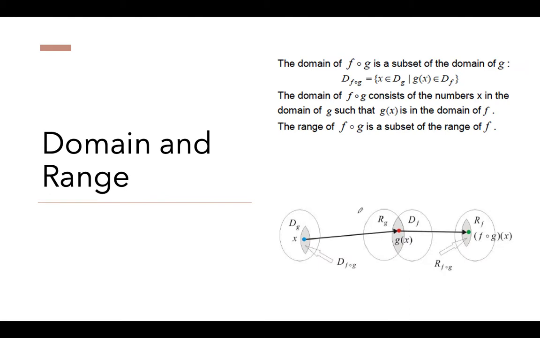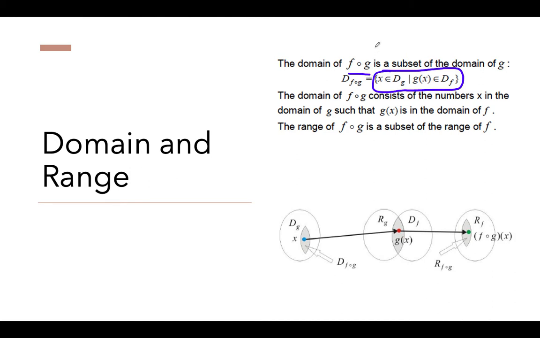What about the domain and range? Let's do domain first. The domain of f composite g is a subset of the domain of function g. So what you have to do is figure out that x belongs to the domain of function g, and g of x is a subset of the domain of function f. So this will be the restriction, and this will be the domain based on the second function.